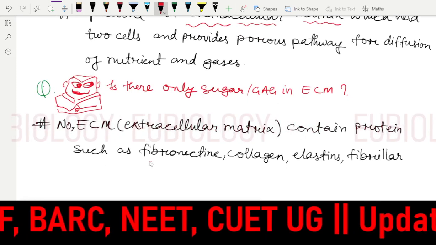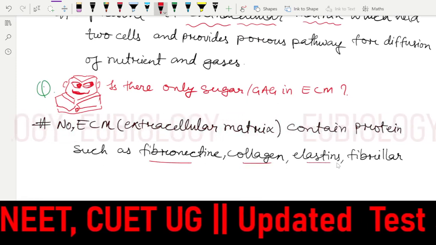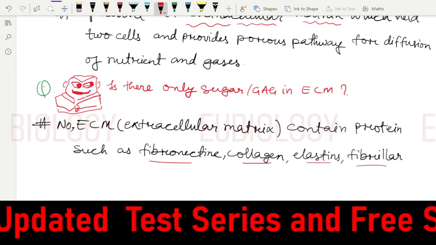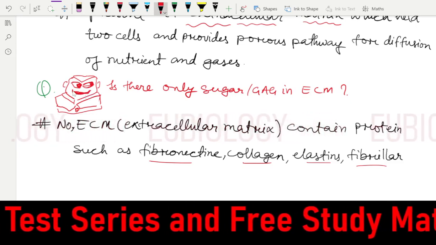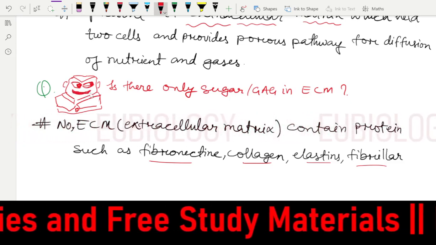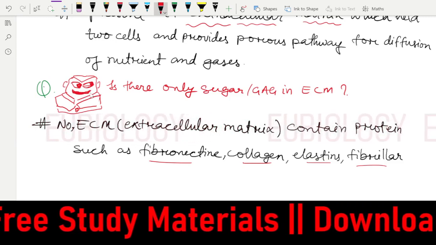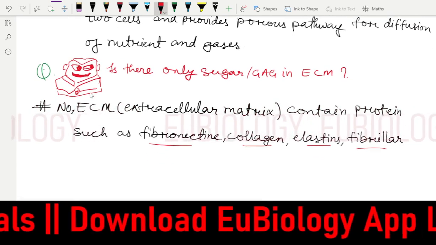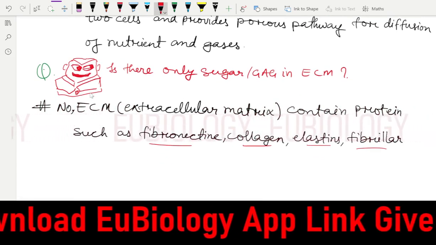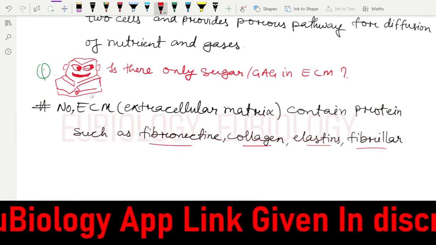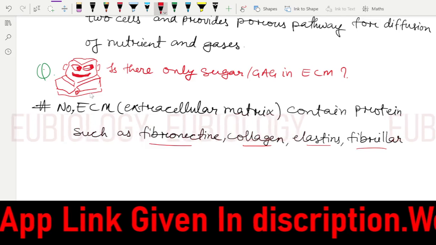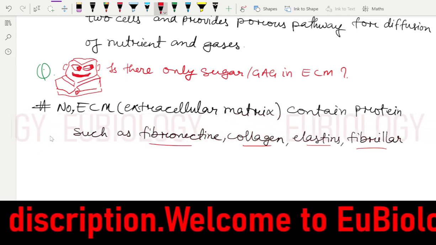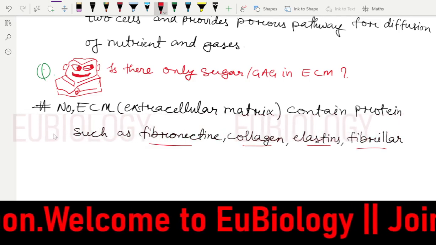The fibronectin, the collagen and the elastin fibrillars, all are extracellular matrix components which are protein in nature. Got it? So these are all protein in nature, and they help in giving the strength and the shape of the tissue, and helping in the communication between the two tissues as well, and give the elasticity and all these things.